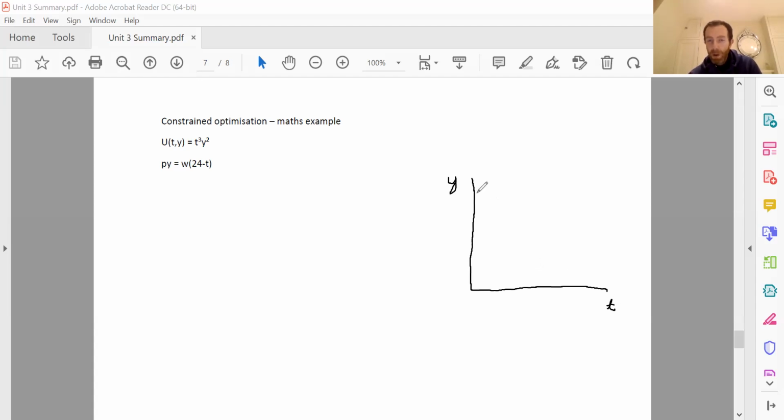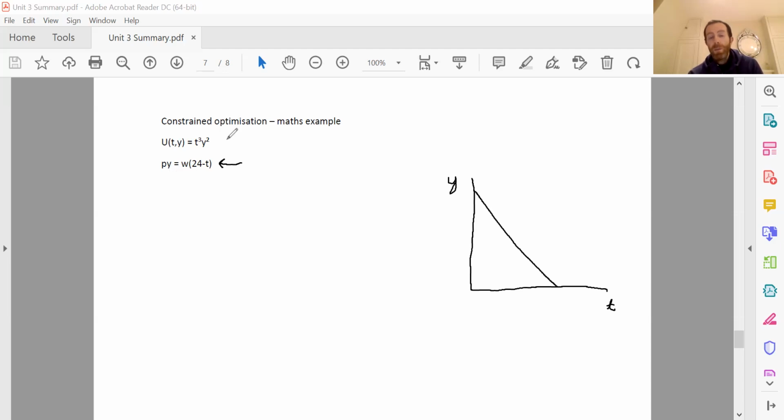And this person is going to have a feasible frontier or a budget constraint, which is just a straight line, okay? And the equation of the straight line is going to be given by this. This is the feasible frontier equation or the budget constraint equation. And I'll talk about where this comes from in a second.